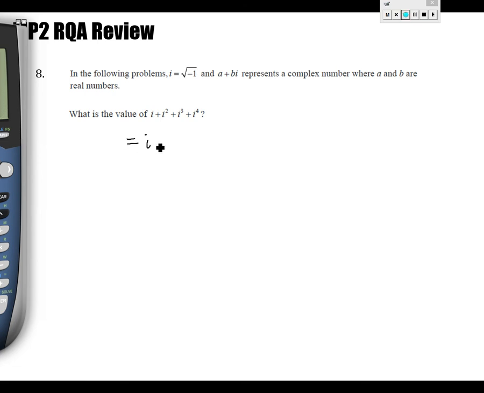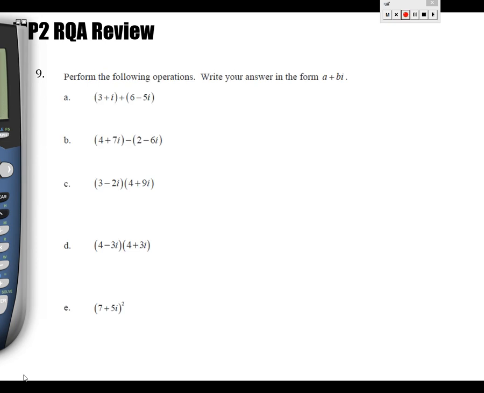This is a fun problem, right? i squared is -1, i cubed is -i, and i to the 4th is 1. So what do you get? That's fun. Oh, well, we didn't get to all of them, but there you go. We'll get some more later.